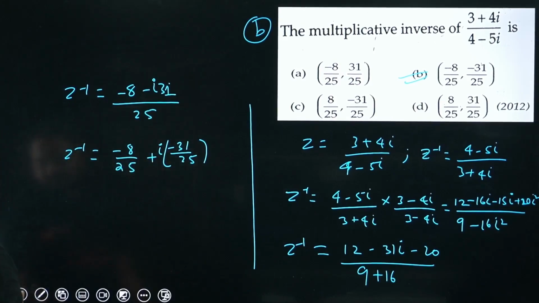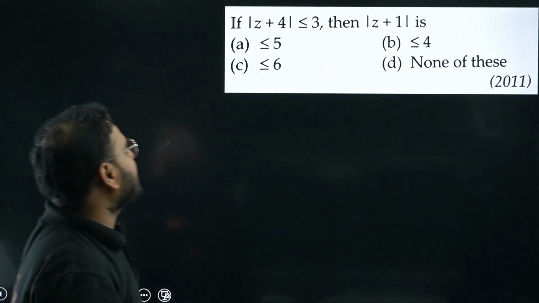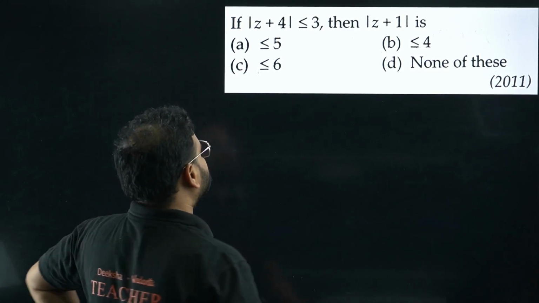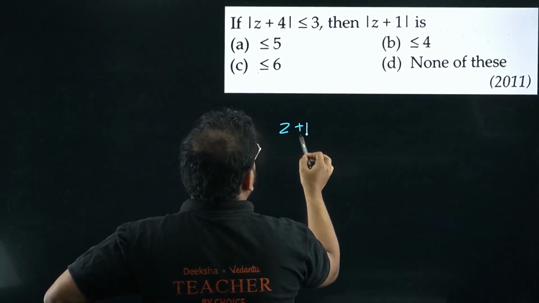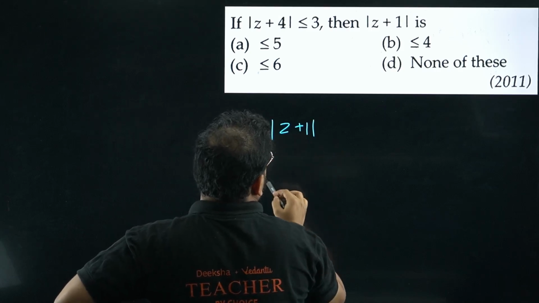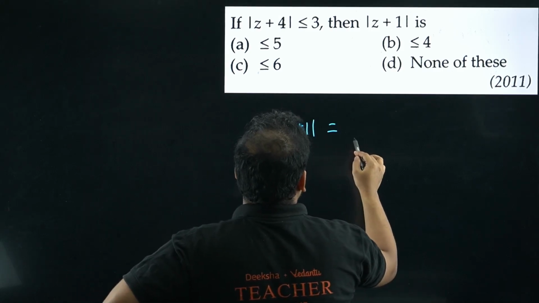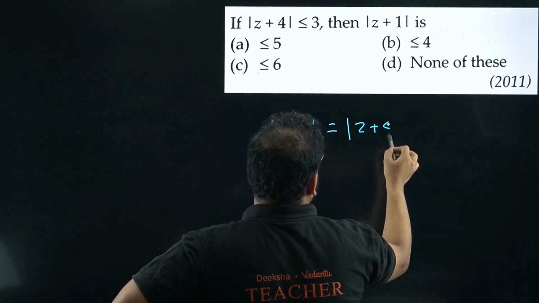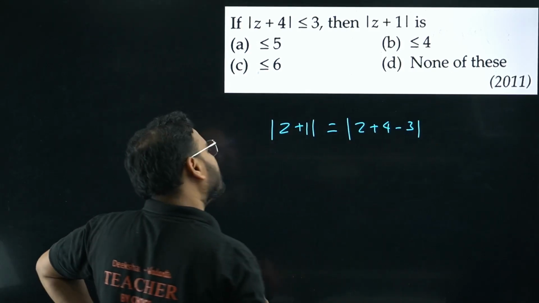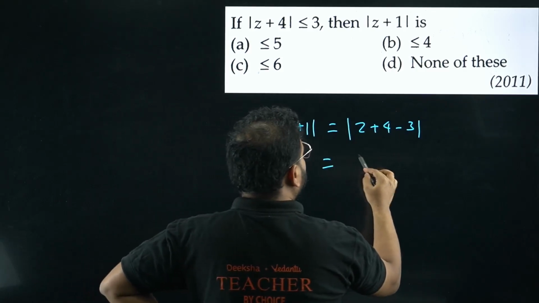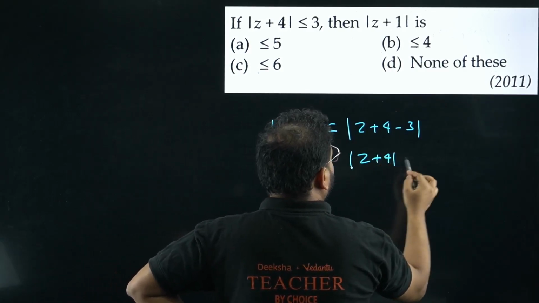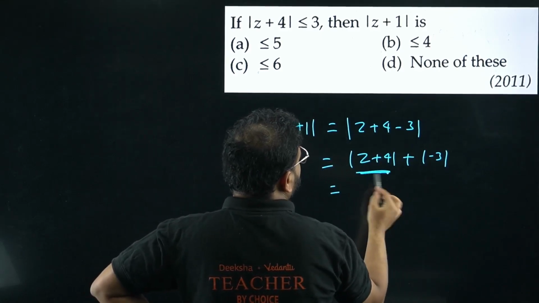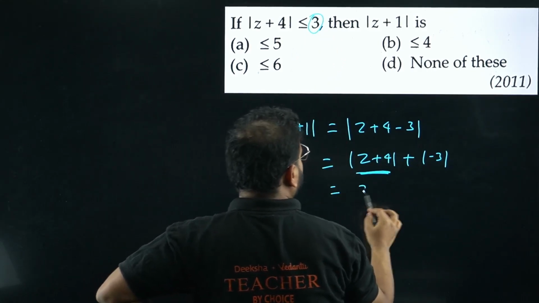Okay. Next one. They're saying that if modulus of Z plus 4 is less than or equal to 3, then what is the maximum value of modulus of Z plus 1? I can write modulus of Z plus 1 as modulus of (Z plus 4) minus 3. Let's separate this: modulus of Z plus 4, plus modulus of minus 3. The maximum value of the first is 3, and the second is 3.